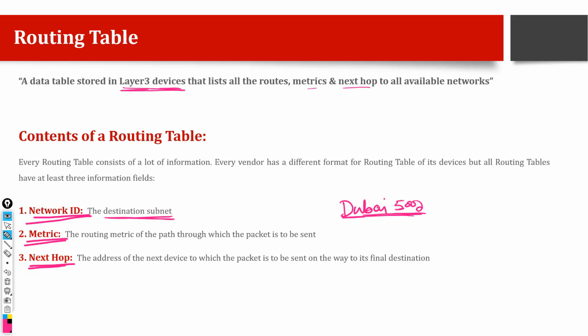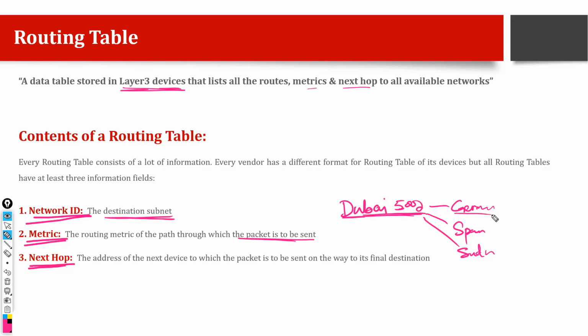Metric is the path. It is the routing metric of the path through which the packet is to be sent. So this tells us, okay, there are two routes. You can reach Dubai via London. You can either go through Germany or through Spain, or you can take another route via Sudan, via Nigeria. So these are different metrics, different paths which you can take. So it will tell you the best path actually.